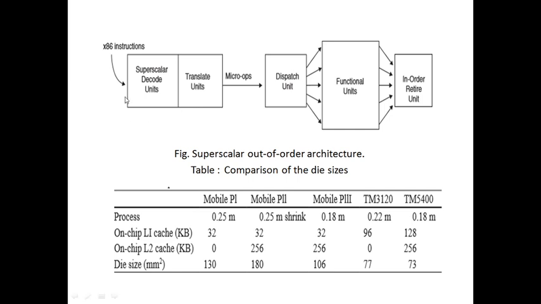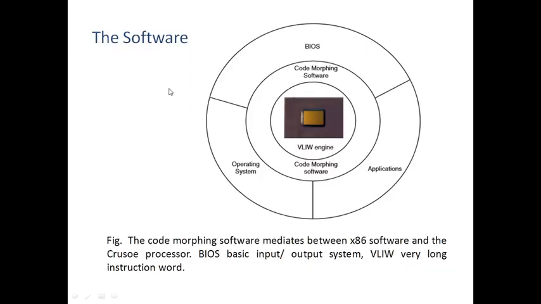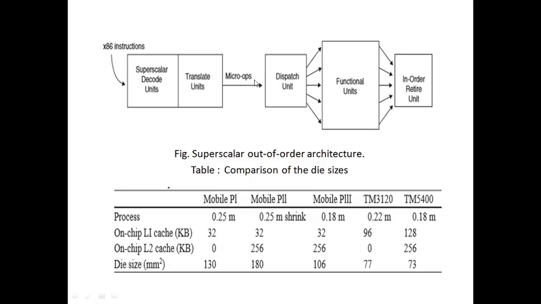See here, in this the x86 instruction is transferred to micro operations. This high level language is transferred to the machine level language, then given to the dispatch unit. In order to transfer this high level language to the machine level language, we are using 2 blocks, that is superscalar decoder unit and translating unit. These 2 units transfer this high level language into machine level language, then give it to the dispatch unit.